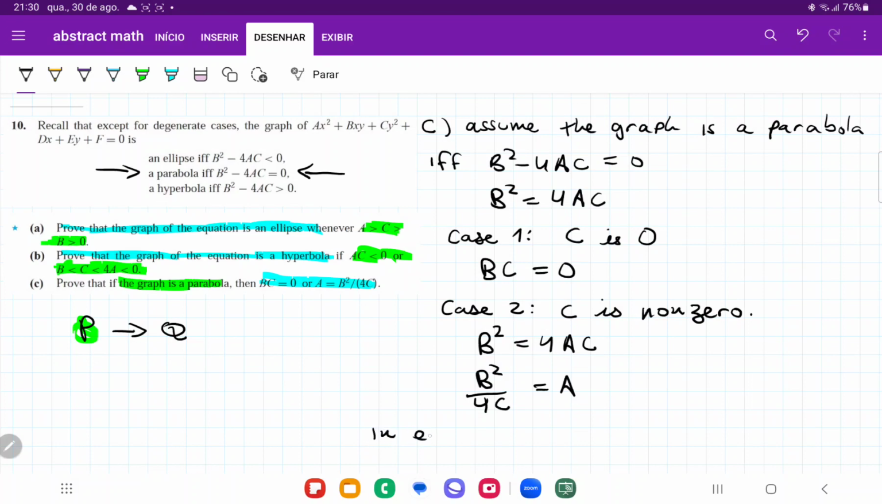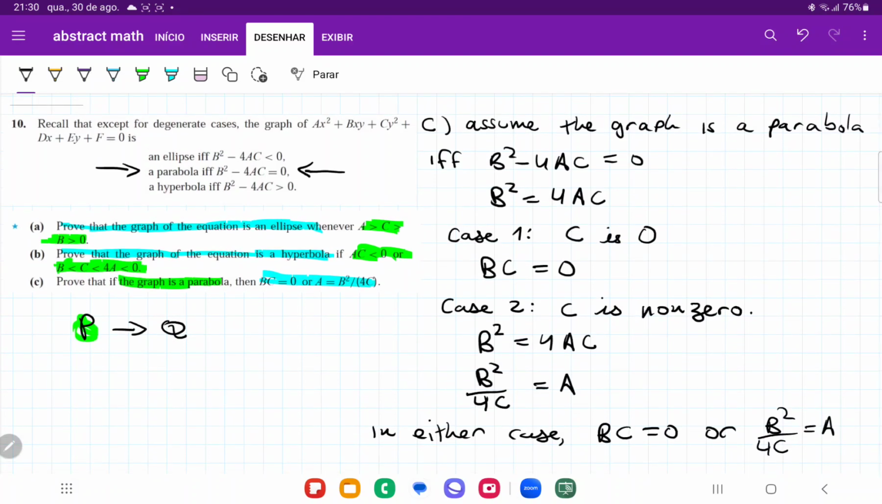So in either case, bc is equal to 0, or b squared over 4c is equal to a. And so in this case, we have shown that if the graph is a parabola, then this conclusion necessarily follows. And that is it for number 10.